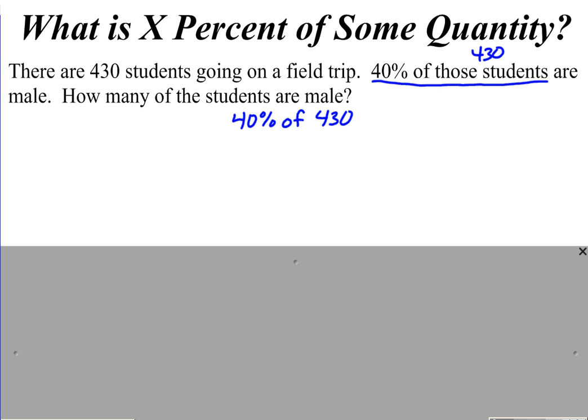We're doing a calculation with a percent, so change the percent to a decimal. Of means multiply. 0.4 times 430 is 172, so that means there are 172 male students.